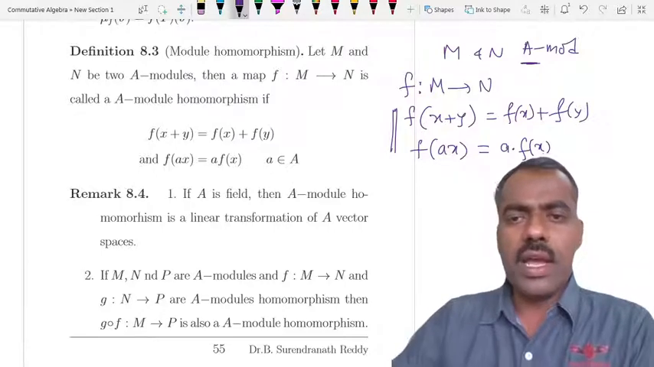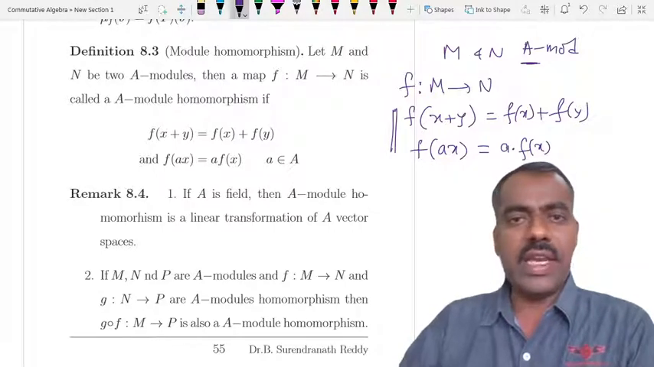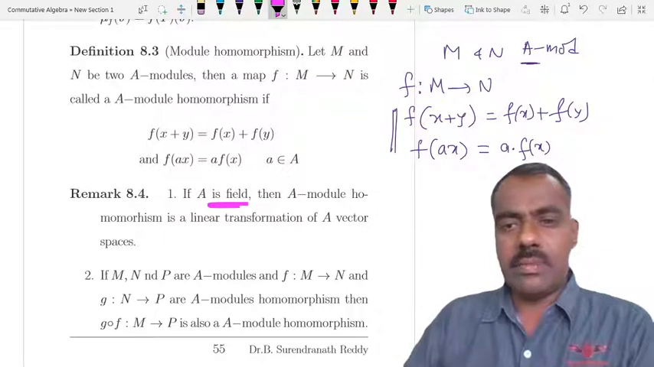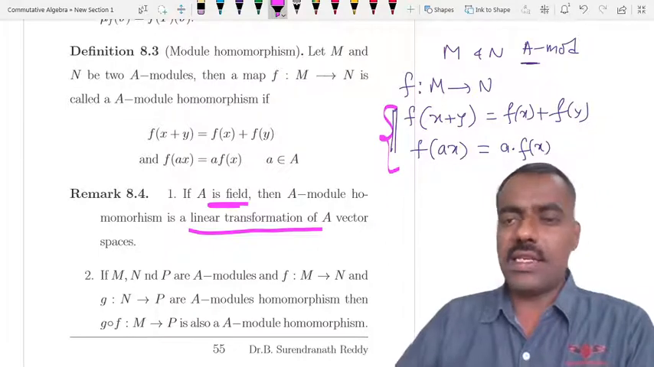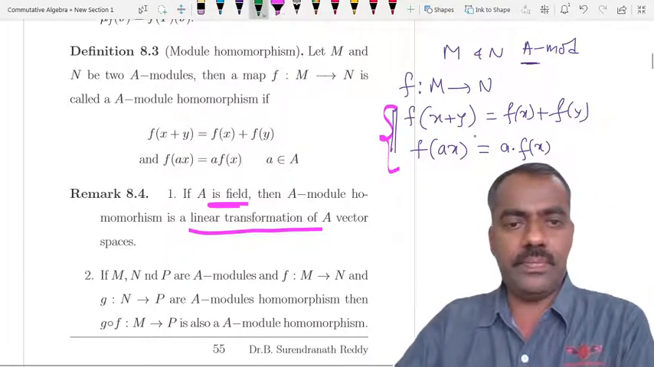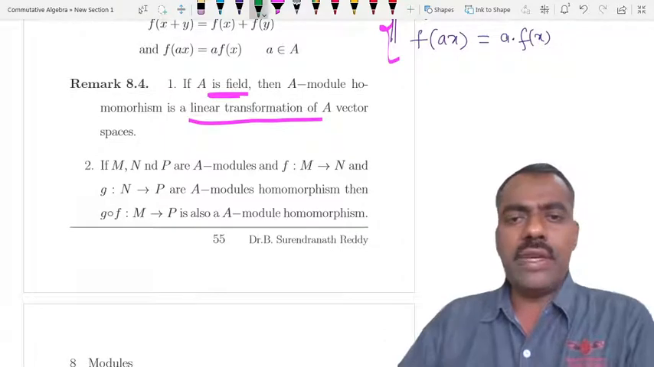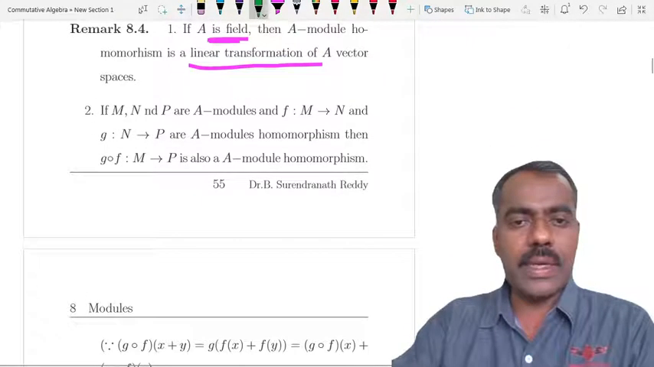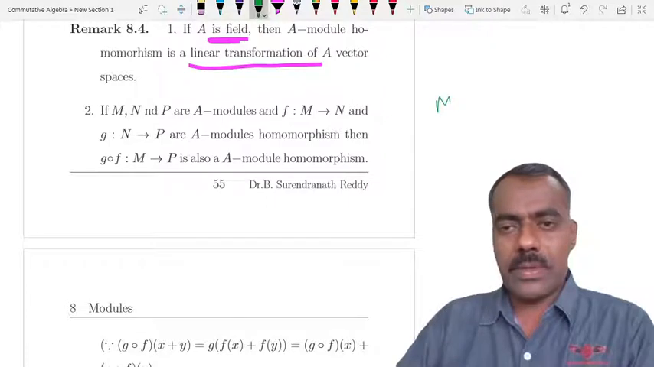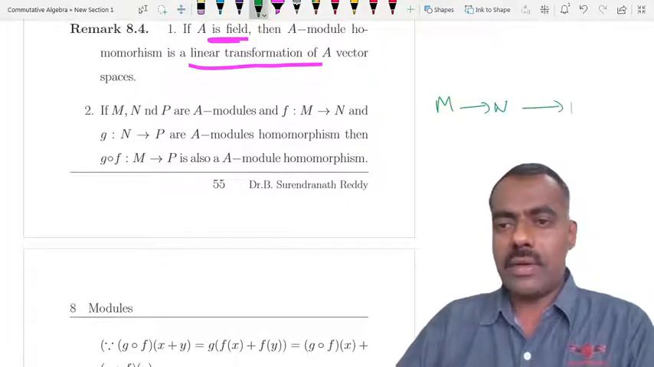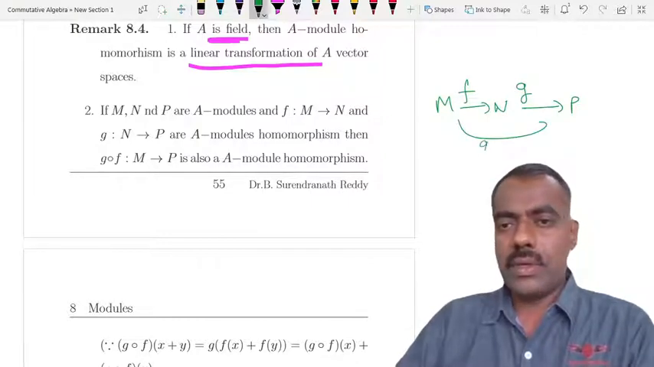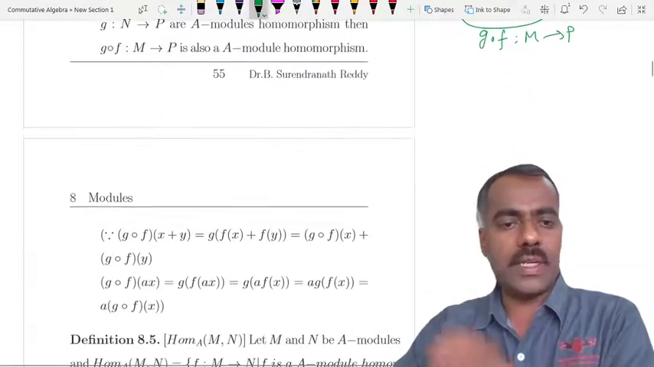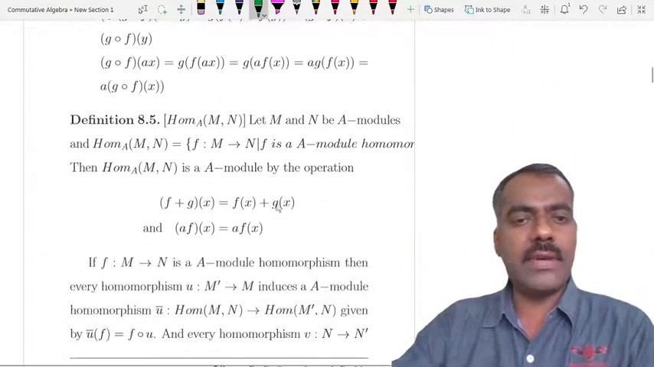We all know that if our ring A is a field, then this module homomorphism is simply nothing but a linear transformation, right? Because we know a linear transformation already satisfies these two conditions. And you can define composition too, it is not difficult. If you have f from M to N, and g from N to P, then the composition from M to P is also a module homomorphism. You can easily check this, it is not difficult.